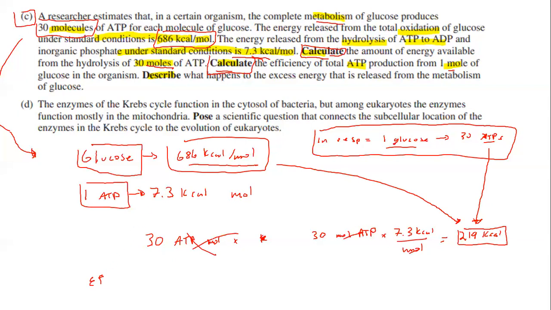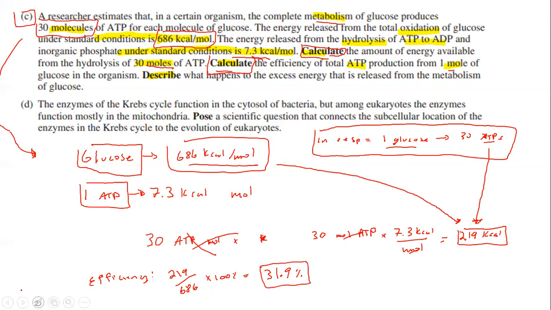we're going to calculate the efficiency, and it's a simple percentage problem. I'm going to take that 219 divided by the amount that glucose does give off, 686, and multiply that by 100%. So in this case, I'm not including units because they'll all cancel out: 219 divided by 686 times 100%. It's going to give me a value of 31.9%.